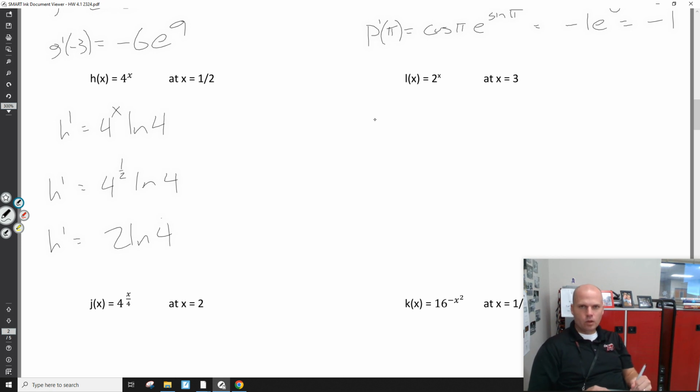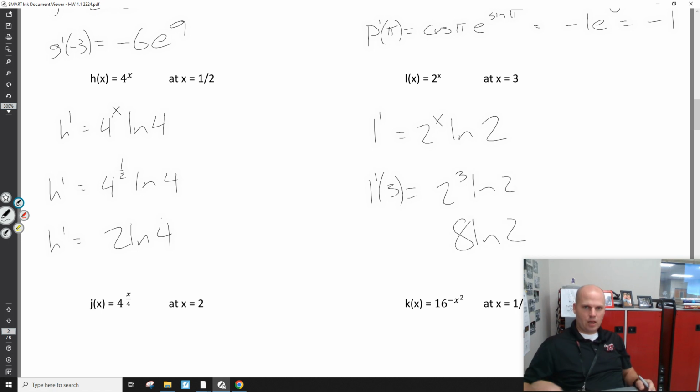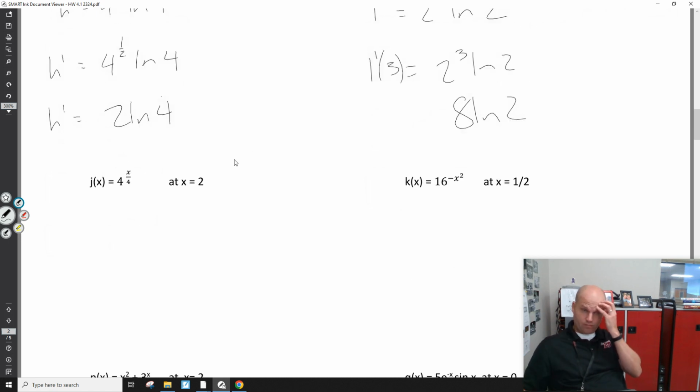Cool. The derivative of L is 2 to the x times the natural log of 2. L prime of 3 would be 2 cubed, ln 2. 2 cubed is 8. That would be the slope of 2 to the x at 3.